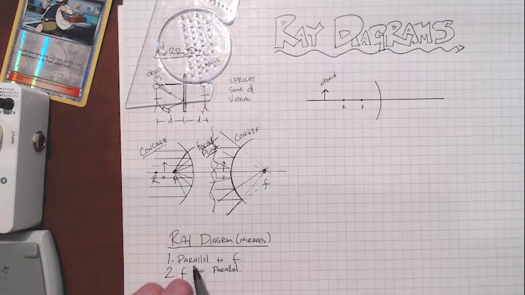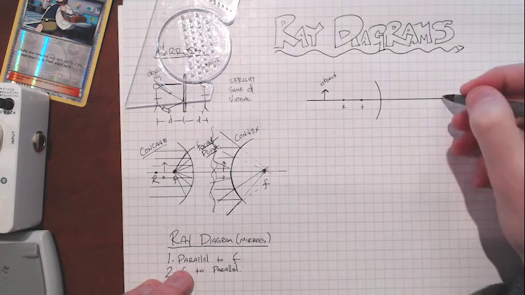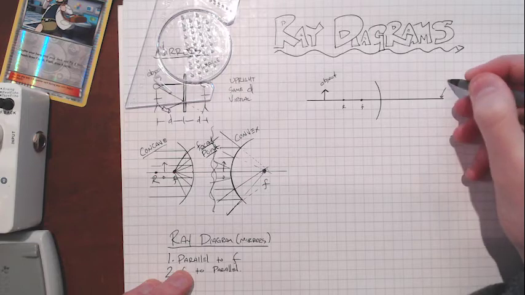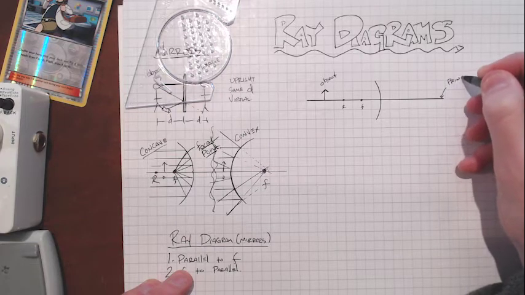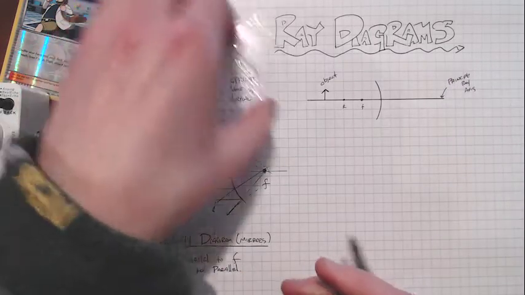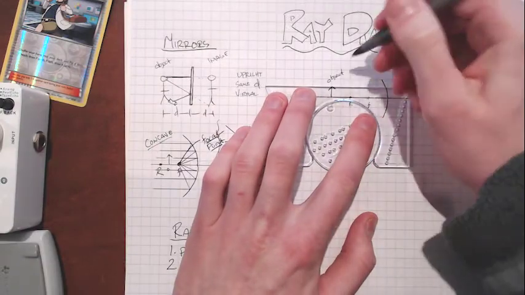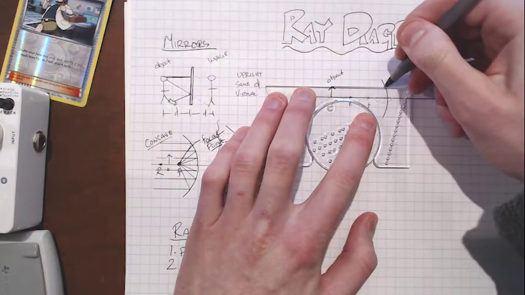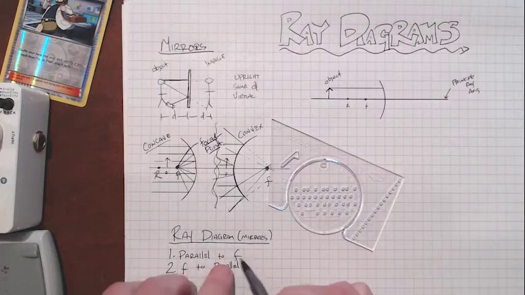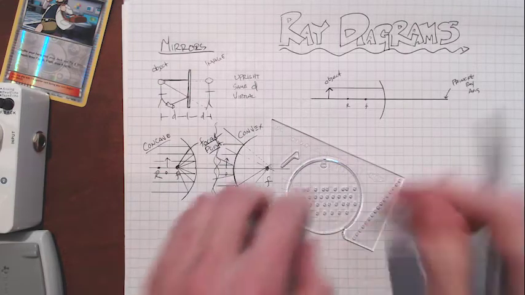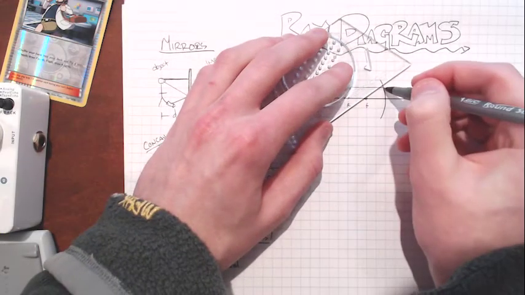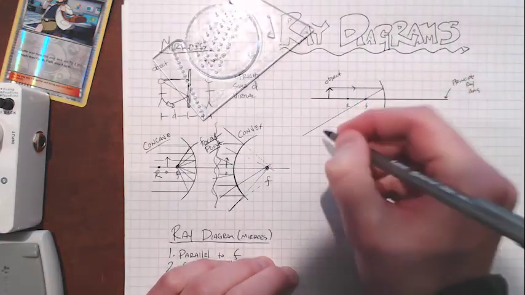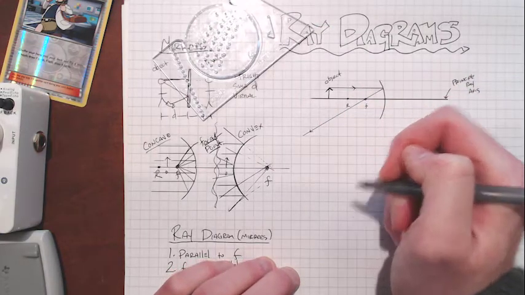First, we need to draw a ray parallel to the principal ray axis. That's what this line is, principal ray axis. So we're going to draw a line parallel to that, and it's going to come in and strike the mirror. After it strikes the mirror, then it's going to be reflected through the focal point in a straight line. So it's coming in here, and then it's going out there.